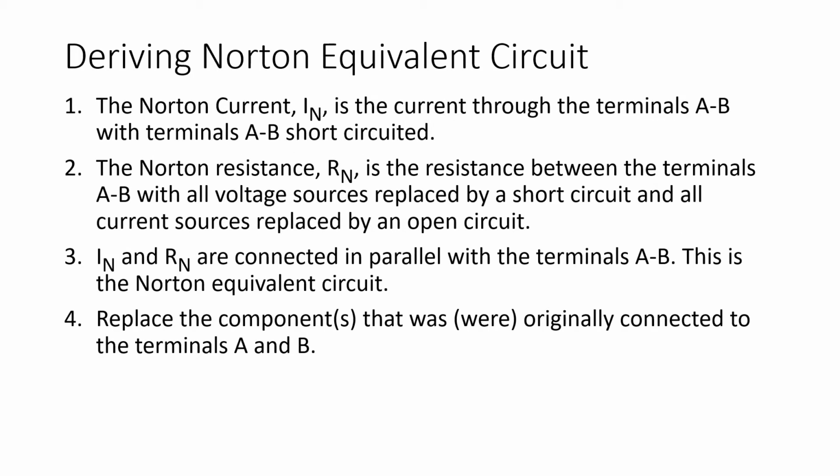The steps to take in deriving the Norton equivalent circuit are: Step 1, find the Norton current, IN. This is the current through the terminals A and B with the terminals A and B short-circuited. Step 2 is to find the Norton equivalent resistance, RN. This is the resistance between the terminals A and B, with all voltage sources replaced by a short circuit and all current sources replaced by an open circuit.